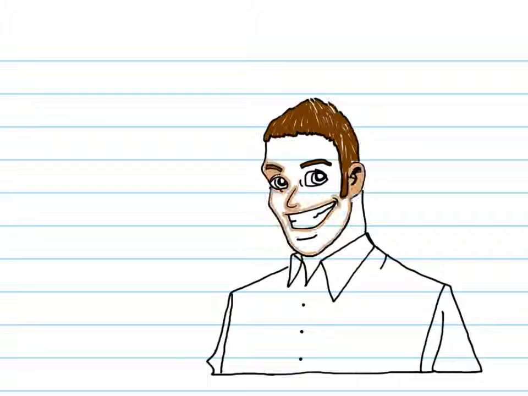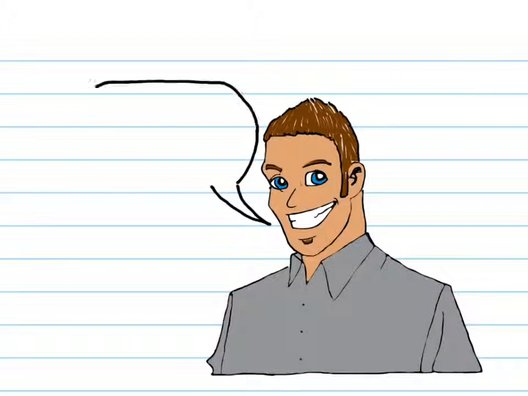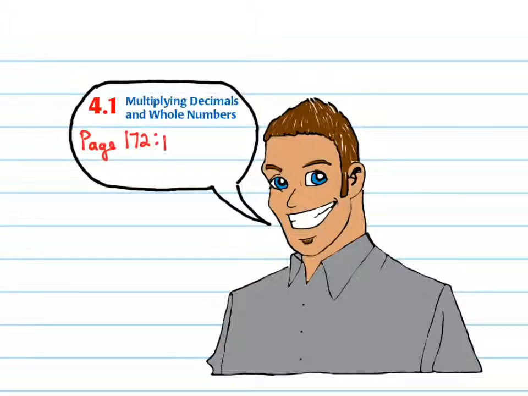Welcome everyone, I'm Mr. Eves, and today we're going to be talking about 4.1 multiplying decimals and whole numbers. We'll be on page 172, 12 to 19, 23 to 26, 30 to 32, and 40 to 42. This seems like a lot of work, but it's only 18 questions. So let's go ahead and start off into our assignment.